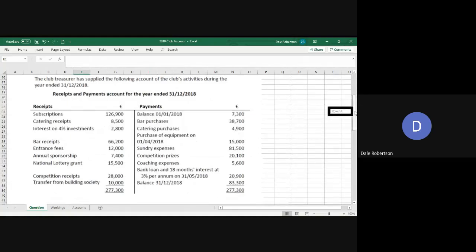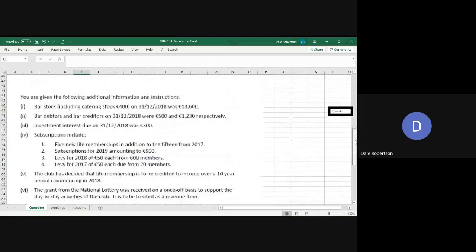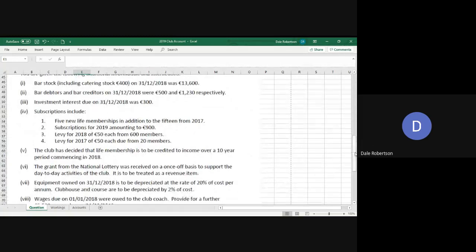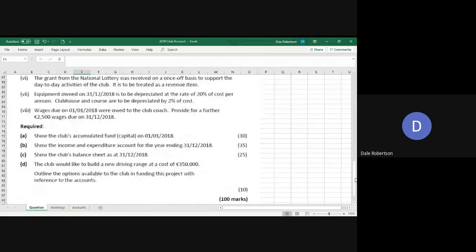And then you have all the end of year information here: closing stocks, closing bar debtors and creditors, investment interest due, subscriptions information, life membership information, and some other workings at the bottom. And it says that you are required to show the club's accumulated fund at the start of the year, then their income and expenditure account for the end of the year, the balance sheet at the end of the year, and then there is also a theory part where you're asked to consider building a new driving range for this particular golf club for 10 marks. So let us start with some of the adjustments, the necessary adjustments.